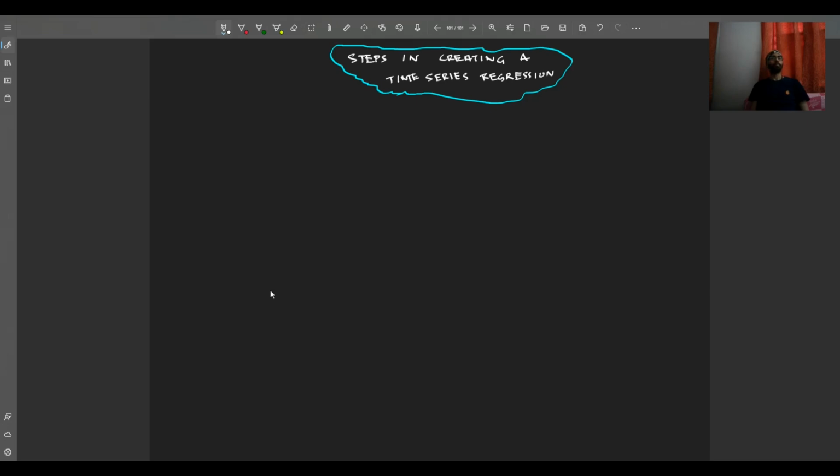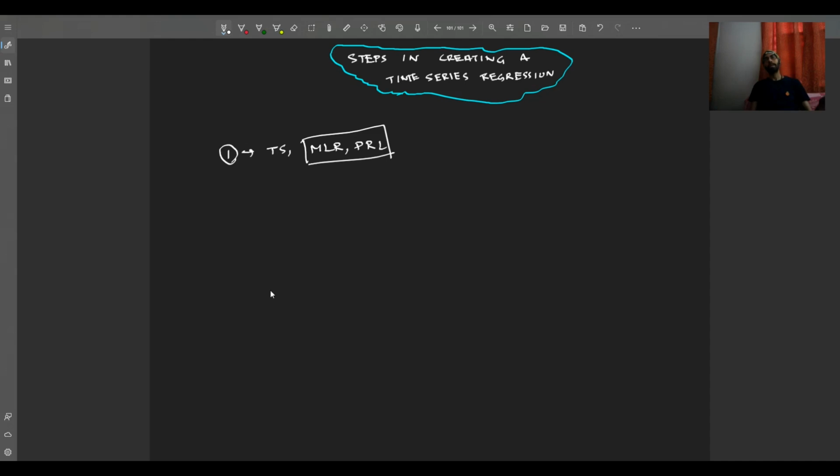Steps in creating a time series regression. So firstly, what we have to do is decide whether we want a time series or some other regression model like a multiple linear model or a polynomial regression model. We may not require a time series at all, right?